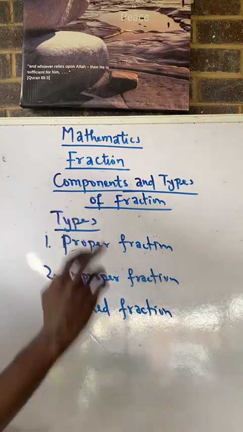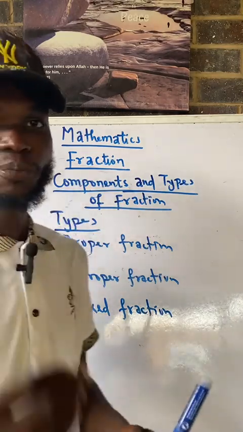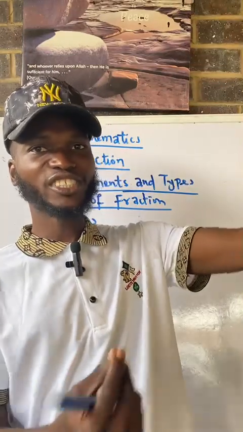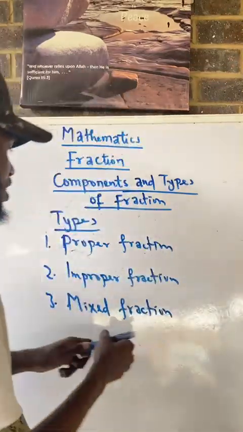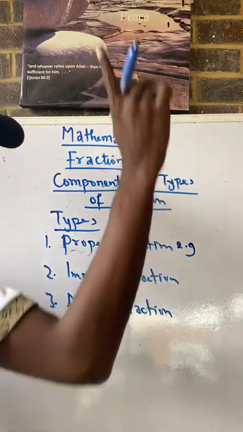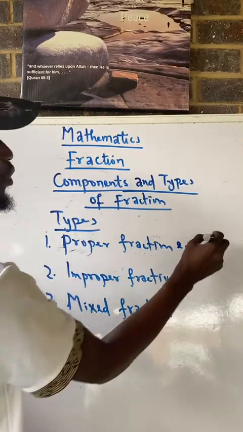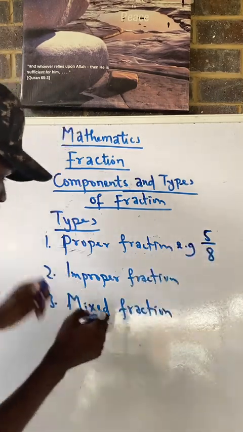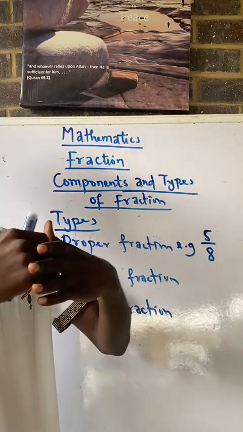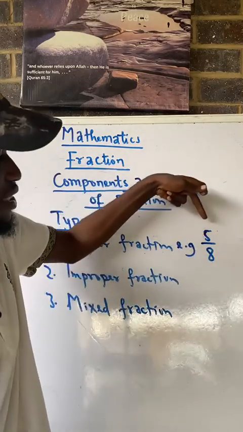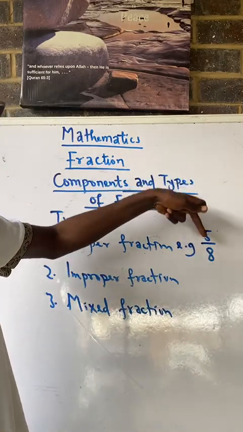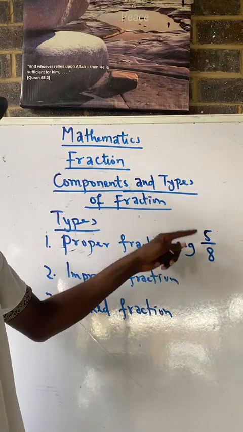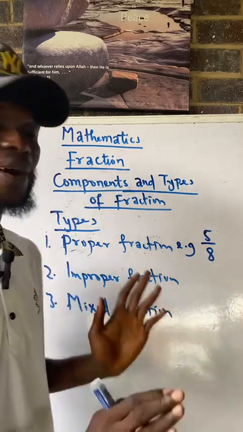So proper fraction, let me explain. Proper fraction is a type of fraction in which the numerator is smaller than the denominator. So for example, when the numerator, the number on top, is smaller than the one below. For instance, if you have 5 over 8. We can bring millions of examples of that. If you have 5 over 8, the number on top is smaller than the one below. It's easy for a big number to carry a small number. So such a fraction is known as proper.